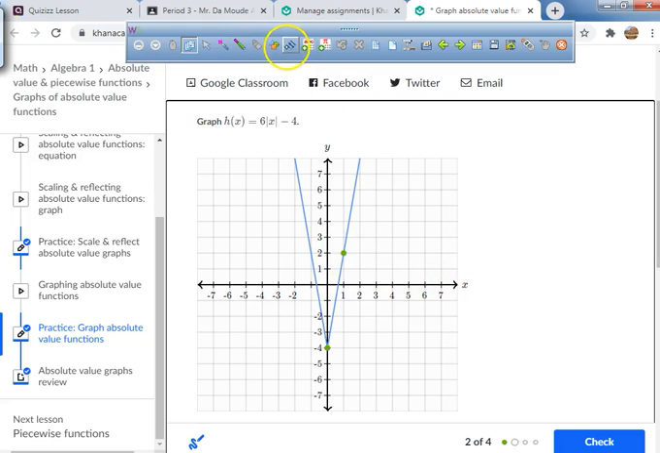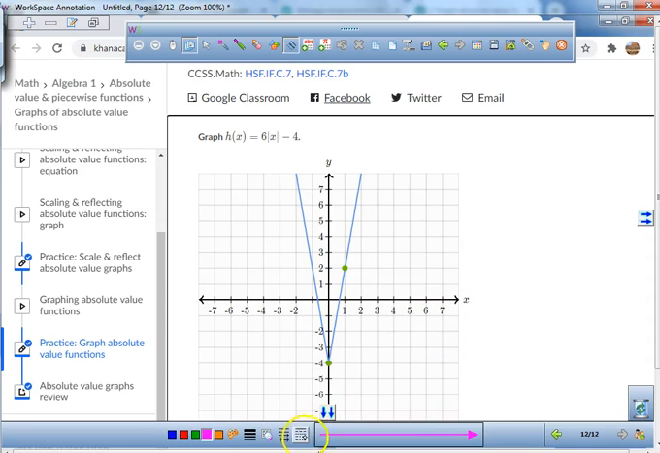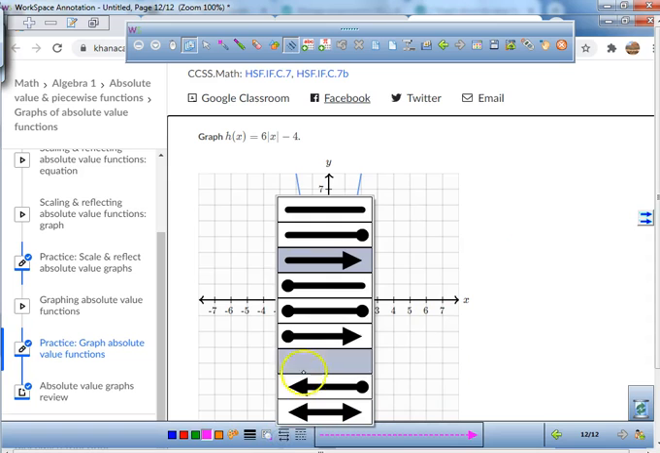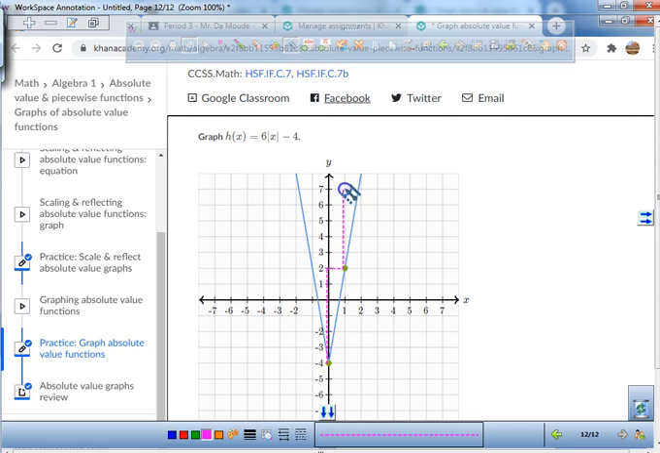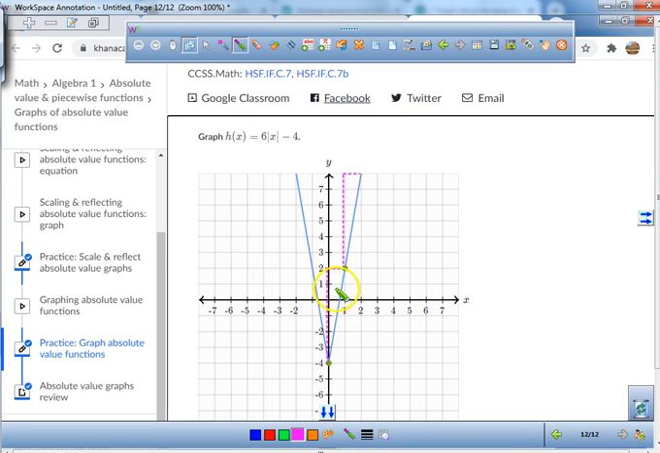All right. So if you're wondering what is this 6 to 1 ratio, I got this cool little tool right here. Hopefully you can see it as I work. I'm going to go up 6 units and over 1 unit. Then I'm going to go up 6 units and over 1 unit. I will shade in this little triangle.